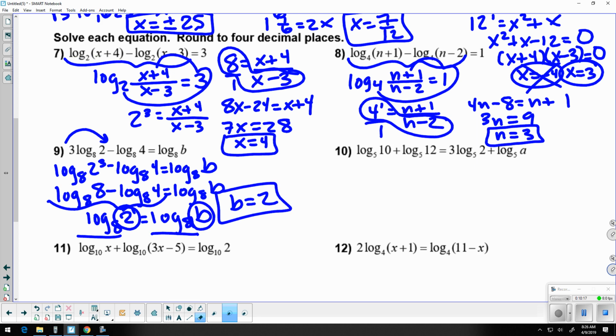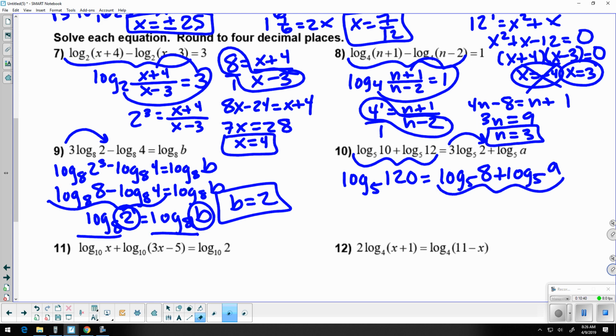Okay? The next one, again, there's a few properties going on. So on the left-hand side, we got to combine these two by multiplication. The right-hand side, first and foremost, push back the exponent. So I'm going to make this a log base 5. Multiplying those would be 120. This would be log base 5, 2 cubed. I'll just go ahead and write that as being an 8. Log base 5 of a.